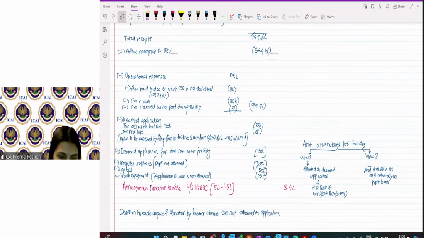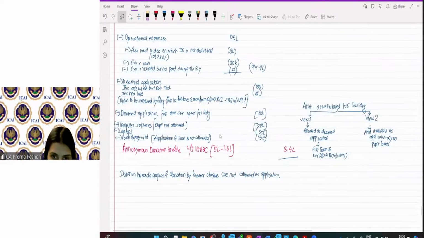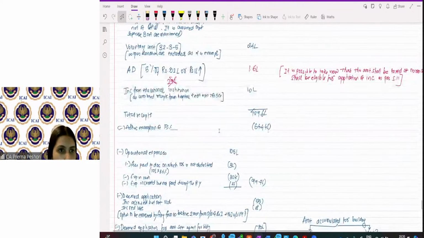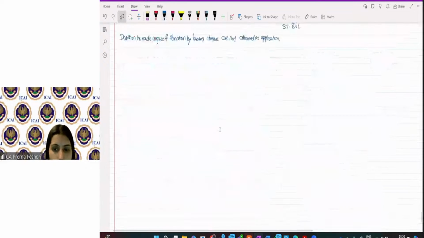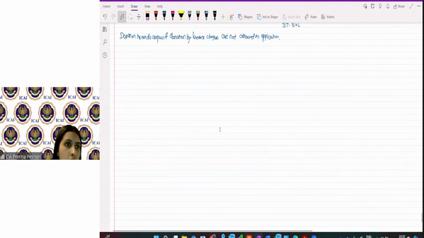And you will add the anonymous donation. So this gives you 37.86 lakh. Here you will write one note also for the ad hoc exemption. You can write like that.